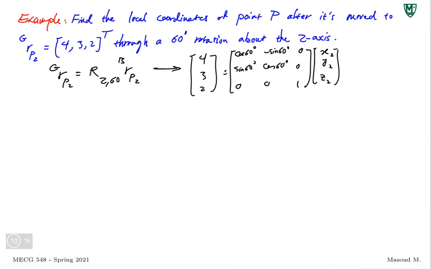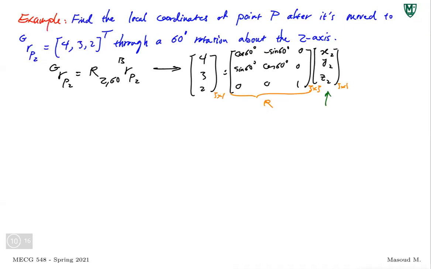That's a very simple example of how this is your R rotation matrix, and it's 3 by 3. This is 3 by 1. This is 3 by 1. So we want to find this one.